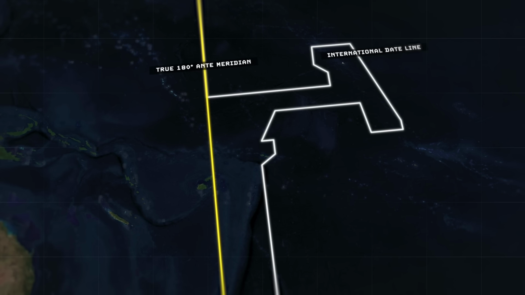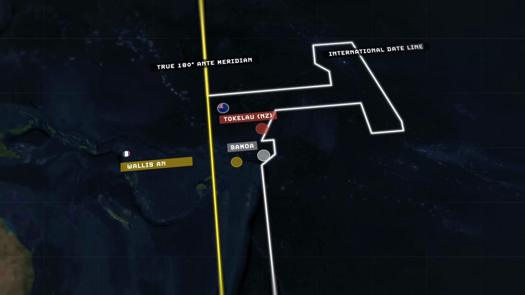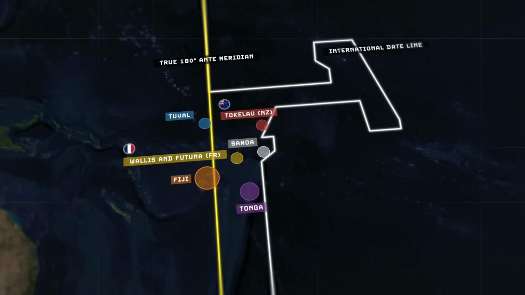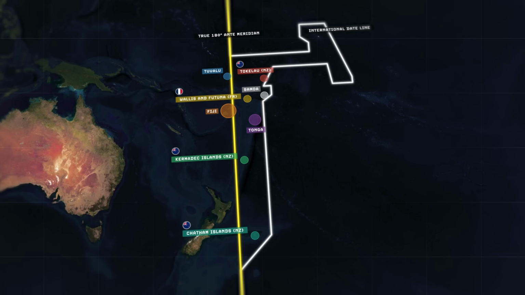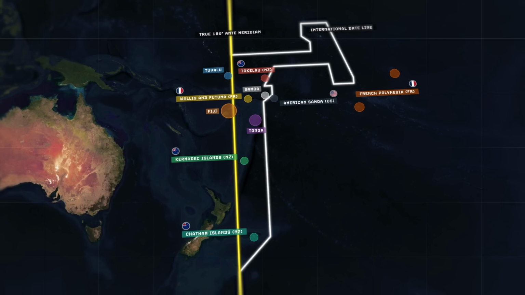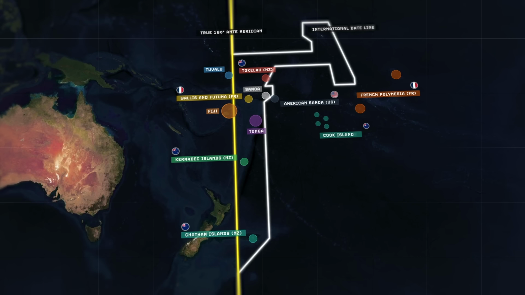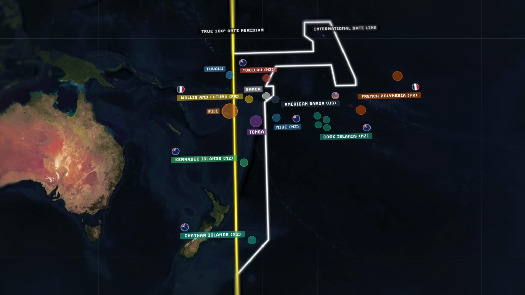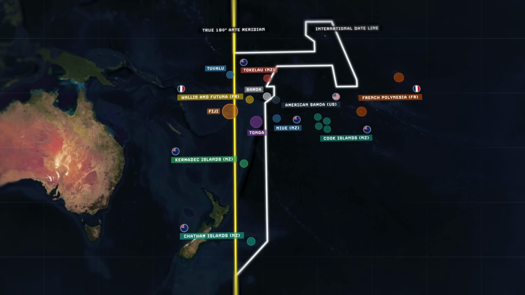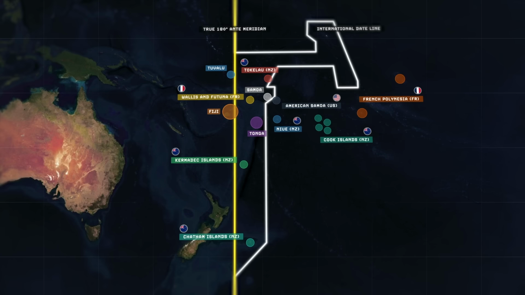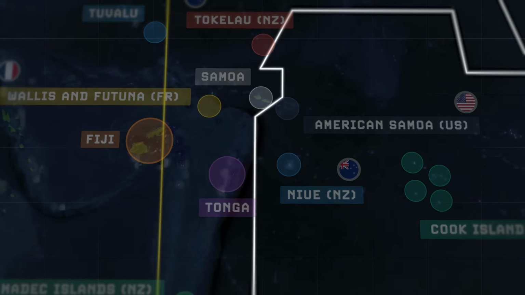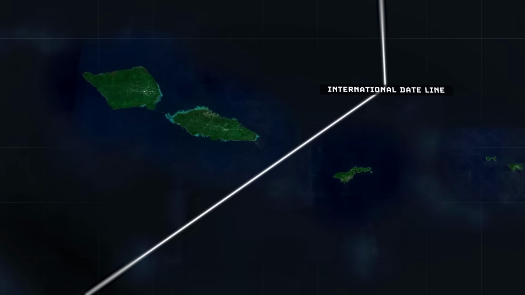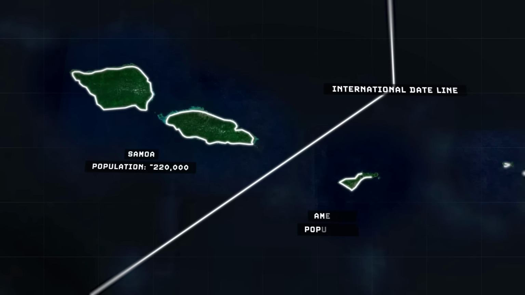As it currently stands, the islands of Samoa, Tokelau, Wallis and Futuna, Fiji, Tonga, Tuvalu, and New Zealand's Kermadec and Chatham Islands are all west of the International Dateline, while French Polynesia, American Samoa, and the semi-independent nations of the Cook Islands and Niue in a free association agreement with New Zealand are all east of the line and a full day behind all of the islands west of the line. But the strangest part of the international dateline down here is how it bisects in between the islands of Samoa and American Samoa.